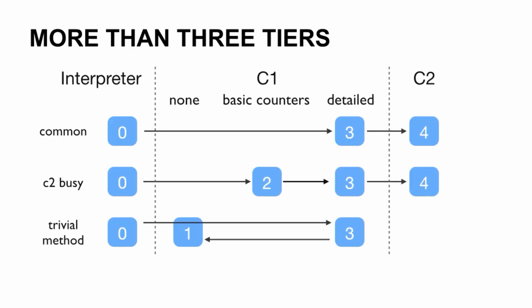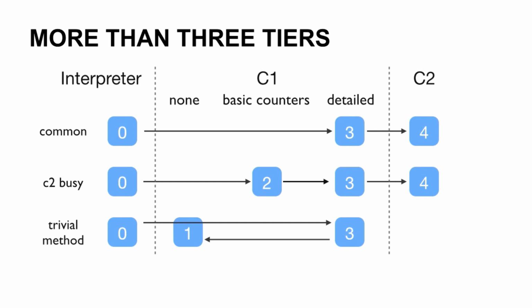It's actually a little more complicated than that. There aren't just 3 tiers. There are actually 5. They look like this. Tier 0 is the interpreter. That's where we start. Tier 4 is C2. That's where we hope to end, at least for the hottest methods. Tiers 1, 2, and 3 are actually all C1, but with different capabilities.